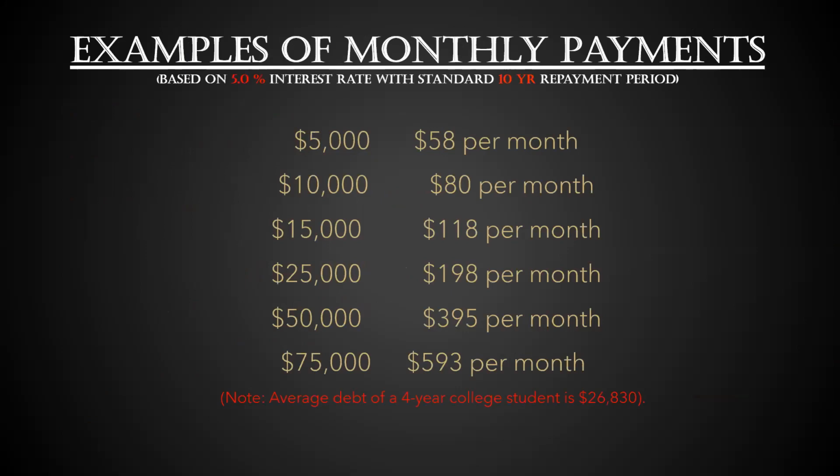Examples of monthly payment plans once you go into repayment. So if your average interest rate was 5% over a standard 10-year repayment period, if you had $5,000 in loan, your monthly payment would be about $58 a month. If you have $50,000 in loan debt upon graduation with an average interest rate of 5% over 10 years, your monthly payment will be approximately $395 a month.